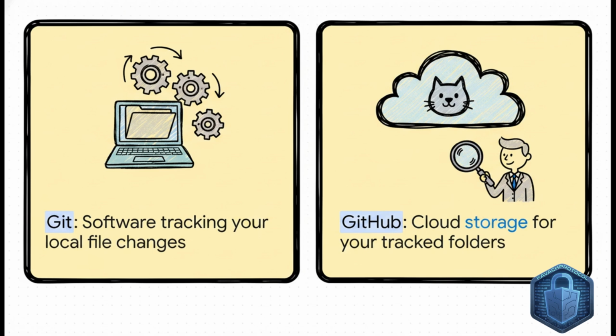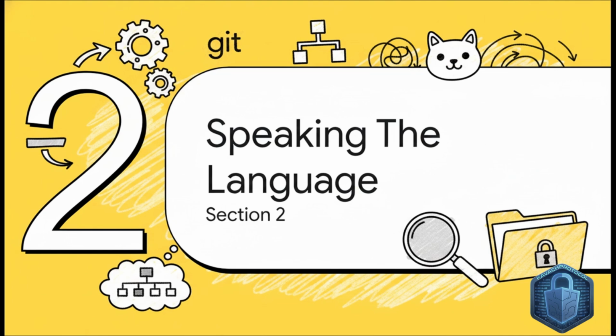GitHub, on the other hand, is simply a cloud storage website. It's the online service that stores copies of your Git-tracked folders, so other people, and specifically employers, can actually see them. So Git is the tool, GitHub is the storage service. Make sense? Moving right along, Section 2, Speaking the Language.